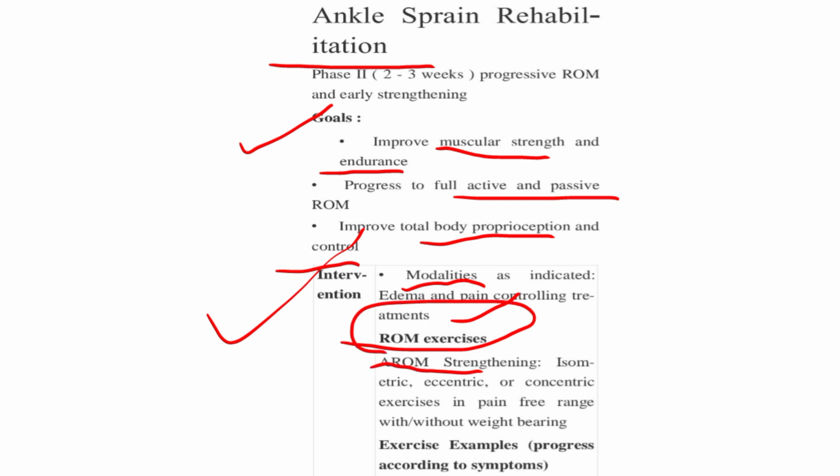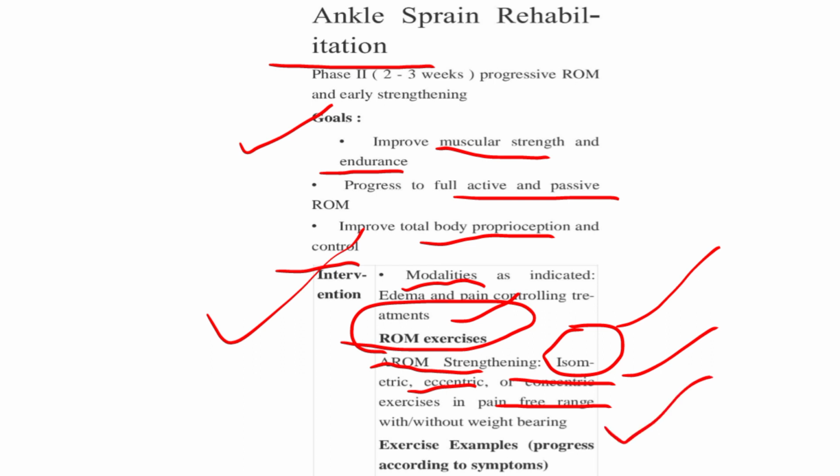Active range of motion and strengthening: isometrics, meaning the muscle stays at the same length, and also eccentric and concentric exercises. Eccentric is when the muscle is lengthened, and concentric is when the muscle is shortened. Exercises are done in pain free ranges and according to the patient's condition.